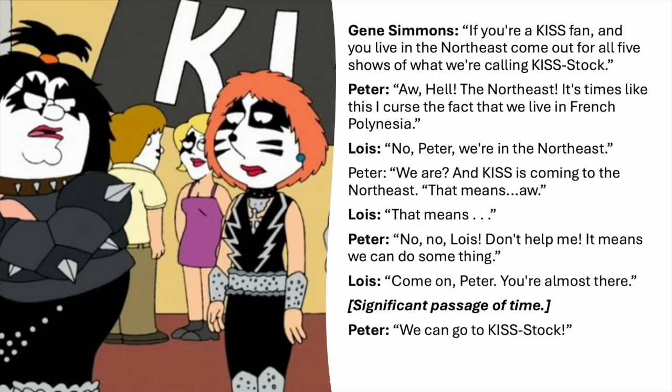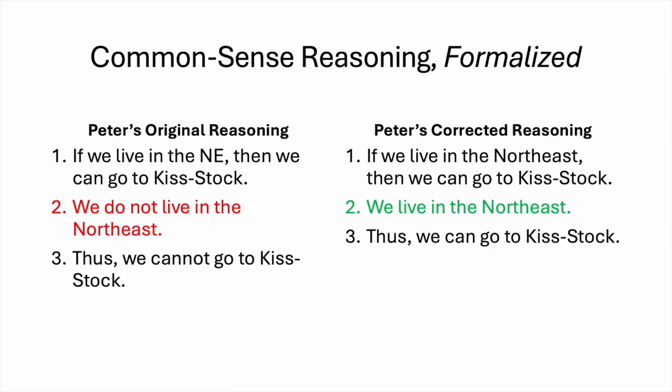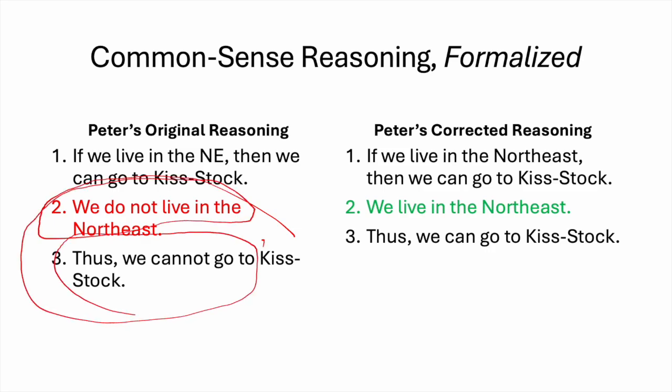And just as a preview of what I mean by formal reasoning, we could take this casual, everyday argument and formalize it. So let's do that with both instances of Peter's reasoning. First, we've got his original reading that says, if we live in the Northeast, then we can go to Kiss Stock. But he mistakenly believes that they do not live in the Northeast. So premise 2, the second statement in the argument, is actually false. Therefore, he draws a mistaken conclusion, which is also false, that he cannot go to Kiss Stock. So on the basis of a bad premise, he draws a bad conclusion, right?